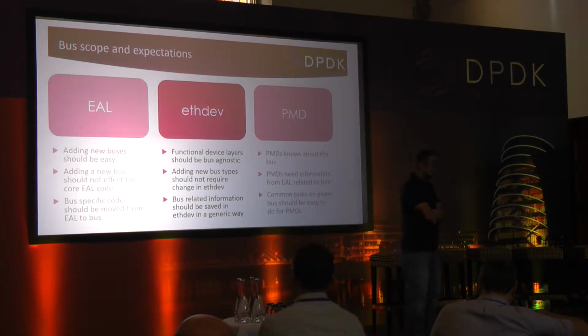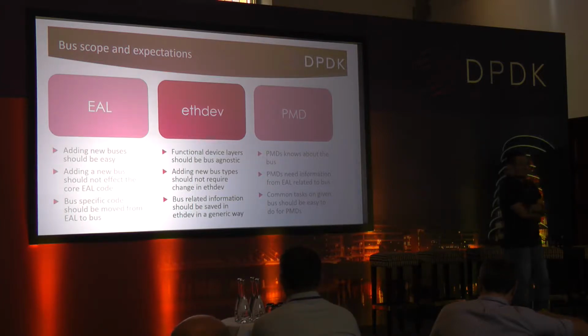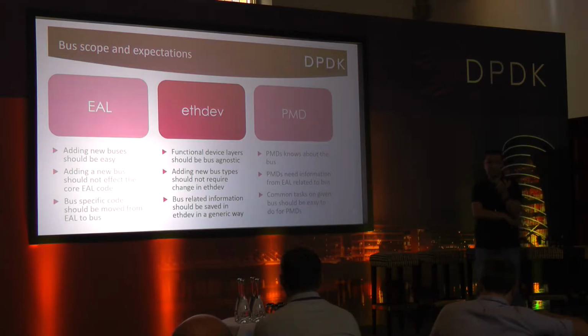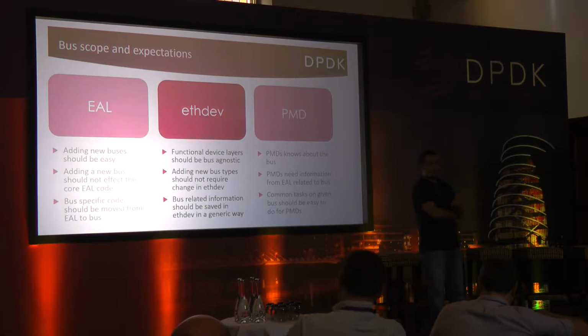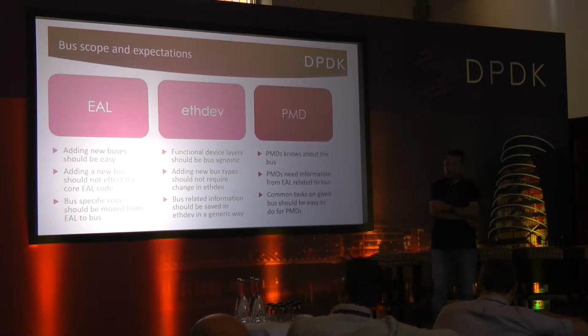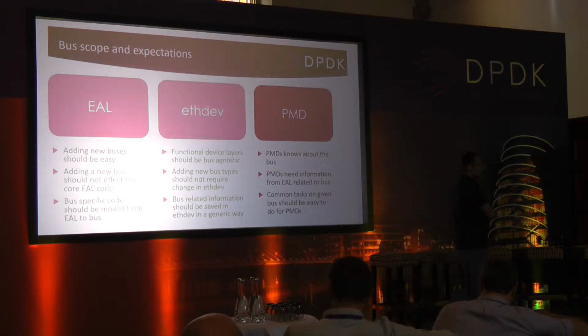Sometimes we need to get some information that is known by bus drivers to the ethdev layer. Simply, I can think of interrupts. For example, we discover them through PCI and we know them at that level, but ethdev also should know about them. So that information still should be visible there, but in a generic way. The last thing: PMDs know about the bus, and PMDs also need some information from that bus level, and that again can be done in a generic way.